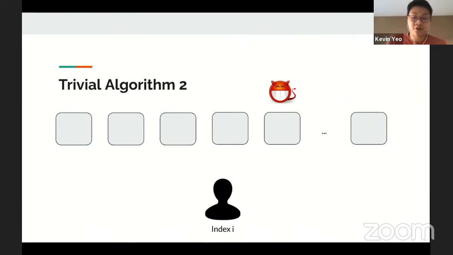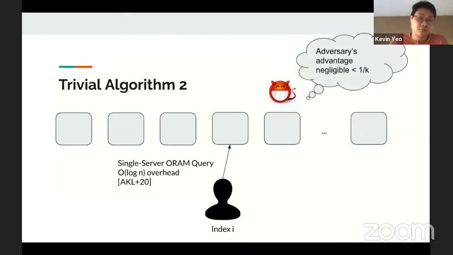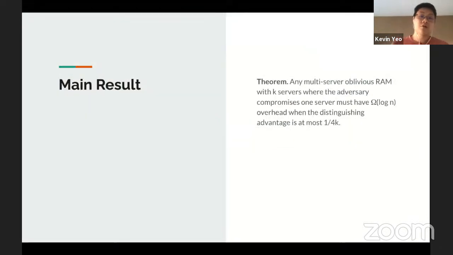So the second very trivial algorithm is actually using these single server ORAMs. Like was described in the previous talk, there are logarithmic overhead ORAMs, and you ignore the other k minus one servers, you pick a server and just do an ORAM query with it. And if that server is compromised or not, you get privacy with better than 1 over k. You get negligible advantage, but you have logarithmic overhead. And you're not really using the power of the fact that k minus one of these servers are really not compromised. So in our work, what we'll end up proving is the following main result.